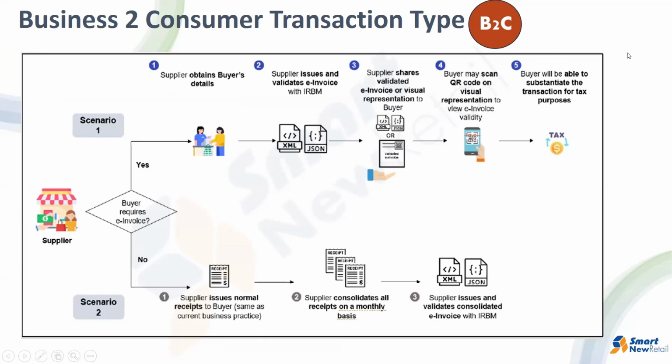All right. For the second scenario, supplier issues a normal receipt to buyer, same as what we are doing now, current business practice. Then supplier will consolidate all receipts on a monthly basis, and then supplier will issue and validate the consolidated invoice with IRBM. So there are two scenarios. One is they issue directly to the buyers, or second one, they will consolidate on a monthly basis.